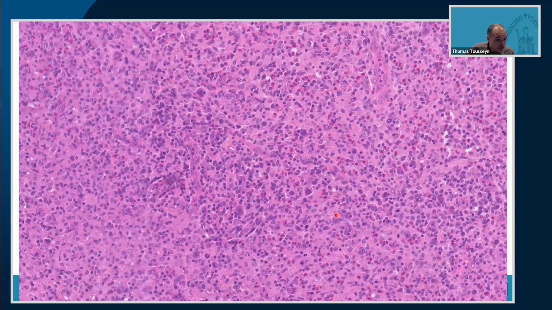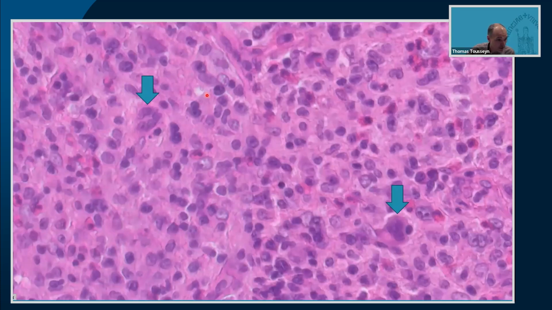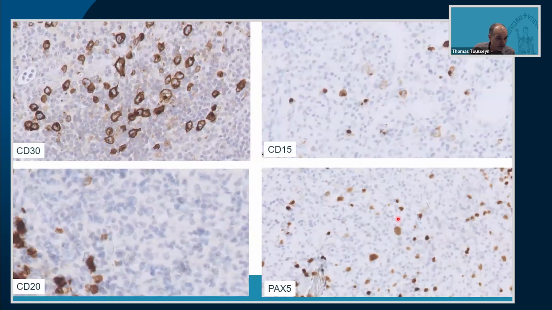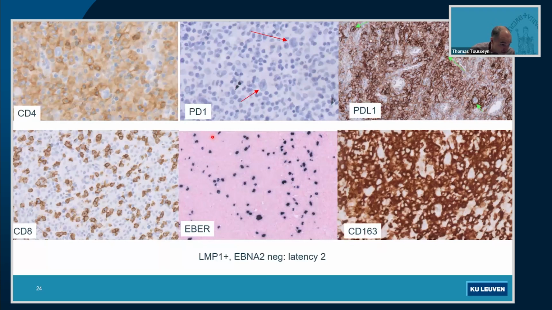In this case, the image is different. You see a very mixed inflammatory image, lots of eosinophils, lots of histiocytes, and then you need to really look for the atypical cells that are not so numerous, but you can find them, mononuclear cells, multinuclear cells. And again, the same immunophenotype, expressing CD30, expressing CD15, no CD20, weak PAX5. And in this case, and that's often the case in a mixed cellularity case, expression of EBV. So only these larger Reed-Sternberg-like cells express EBV.